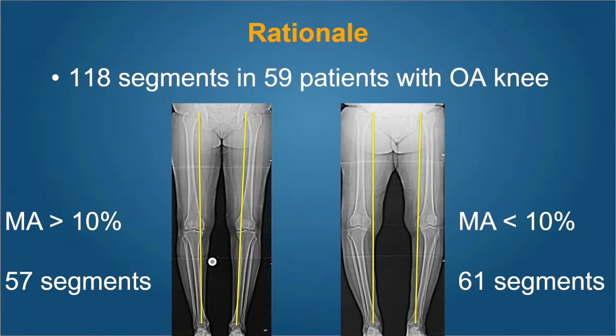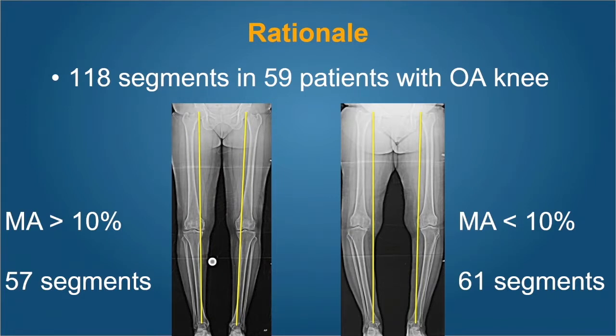So what we did is we studied 118 segments in 59 patients who came to our outpatients over 6 months with complaints of medial compartment osteoarthritis. And what we found to our surprise that they fell neatly into 2 groups. One group had the mechanical axis deviation where the line, the Mikulicz line, passed at more than 10%. That is well within the knee joint but closer to the center at 10%. There were 57 of these segments.